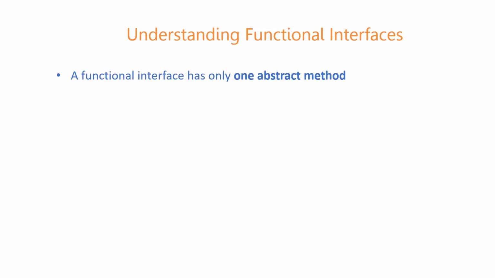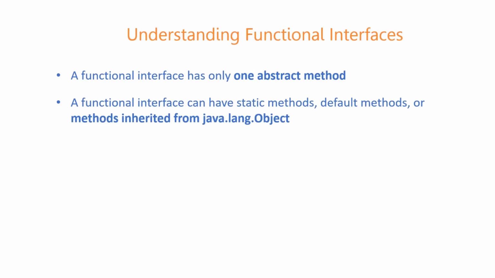There is only one thing that makes any interface a functional interface, and that is a functional interface has only one abstract method. But you should note that having a single abstract method does not mean that the interface cannot have other methods. The functional interface can have static methods, default methods, or the methods inherited from the java.lang.Object. And please pay attention to the last point, that is methods inherited from the java.lang.Object.